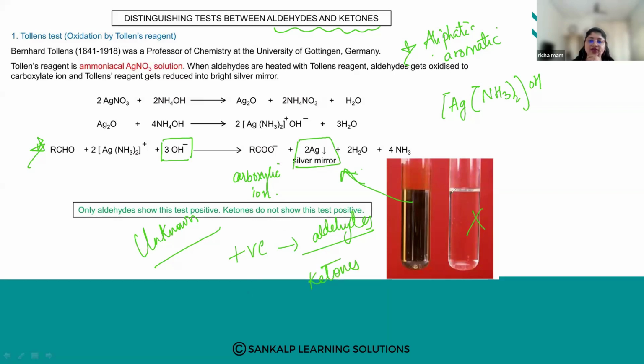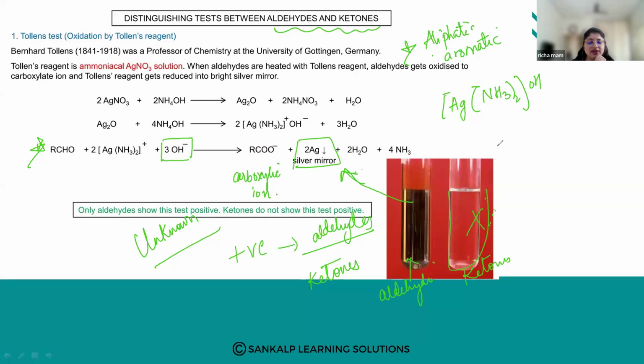It will not react, so the result will be like this. Ketones will not react. Aldehydes will give you this silver color test. Is it clear? So this is the tolerance test. What you have to remember: what is the tolerance reagent? It is an ammoniacal solution of silver nitrate.